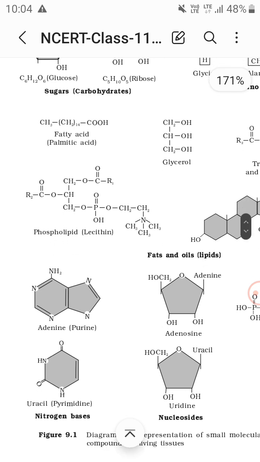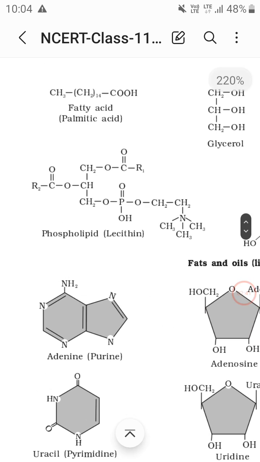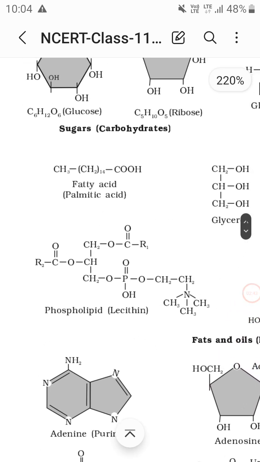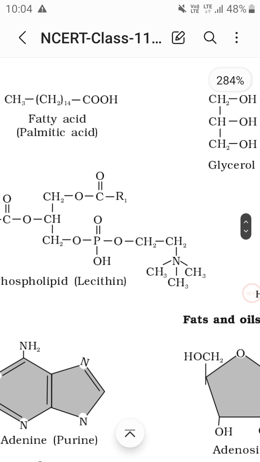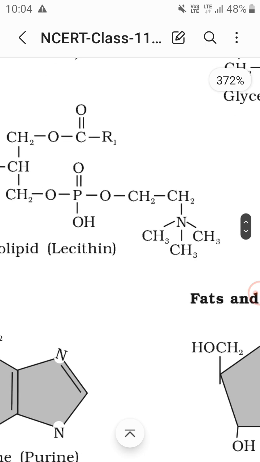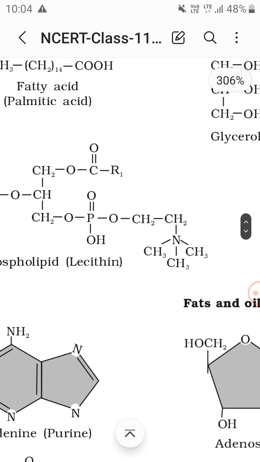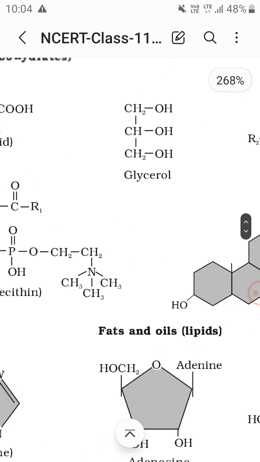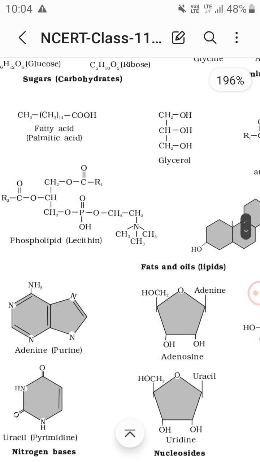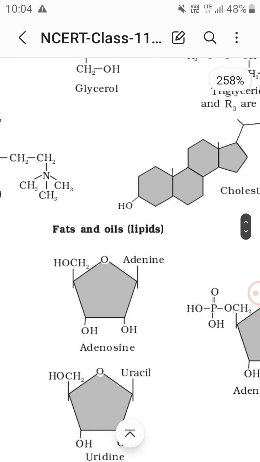Now phospholipid lecithin, a component of the cell membrane. You see CH2, CH2, R2COO and R1COO, then CH2. You see phosphate is present, P double bond O, OH, then CH2, then N, CH3. The N group is also present. So this is the structure of the phospholipid lecithin.